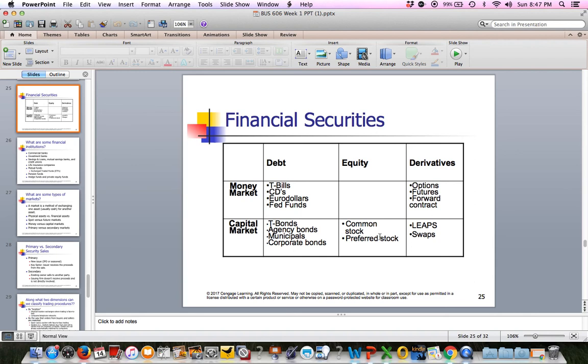Then equity refers to ownership: common stock and preferred stock. And derivatives are financial instruments that derive their value from something else. Options, futures, forward contracts, interest rate swaps, things like that. So we're not going to spend a ton of time on those. You can spend a whole class just on derivatives. But for a corporate finance class that's within the core of an MBA program, just be aware of what derivatives are, and we'll spend more time on them in the future. But we're going to focus most of our efforts on debt and equity.